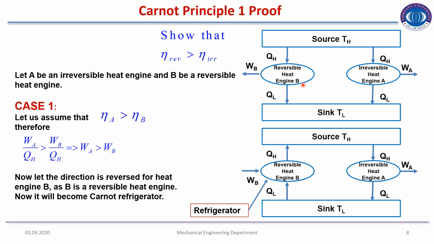Now, as the left hand side heat engine is a reversible one, we change the direction, because the direction of a reversible heat engine can be changed. Therefore, it will become a reverse heat engine, so it will become a refrigerator. In a heat engine, work is output, whereas in a refrigerator we have to provide some work input. So now let the direction be reversed for heat engine B, as B is a reversible heat engine. Now it will become a Carnot refrigerator.